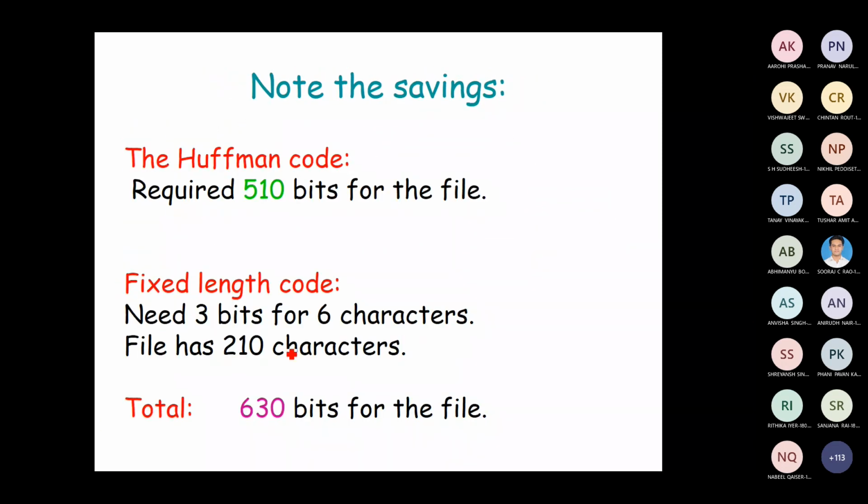So with Huffman code, you can represent the same information using 510 bits. Suppose you make a fixed length code for this information, where the symbol file contains 210 characters, that is totally 630 bits. If you compare 510 and 630, the difference looks very small.